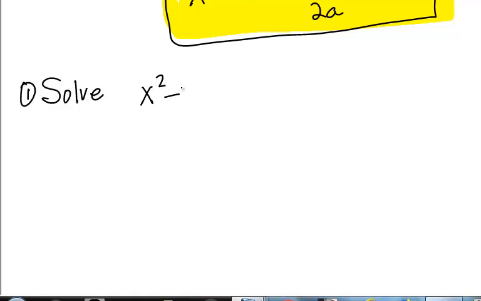X squared minus 3x plus 9 equals 0. When they say solve, what you're really solving for is where does this graph cross the x-axis? There's got to be two answers for every one of these, or if it's a double root, that's a possibility.